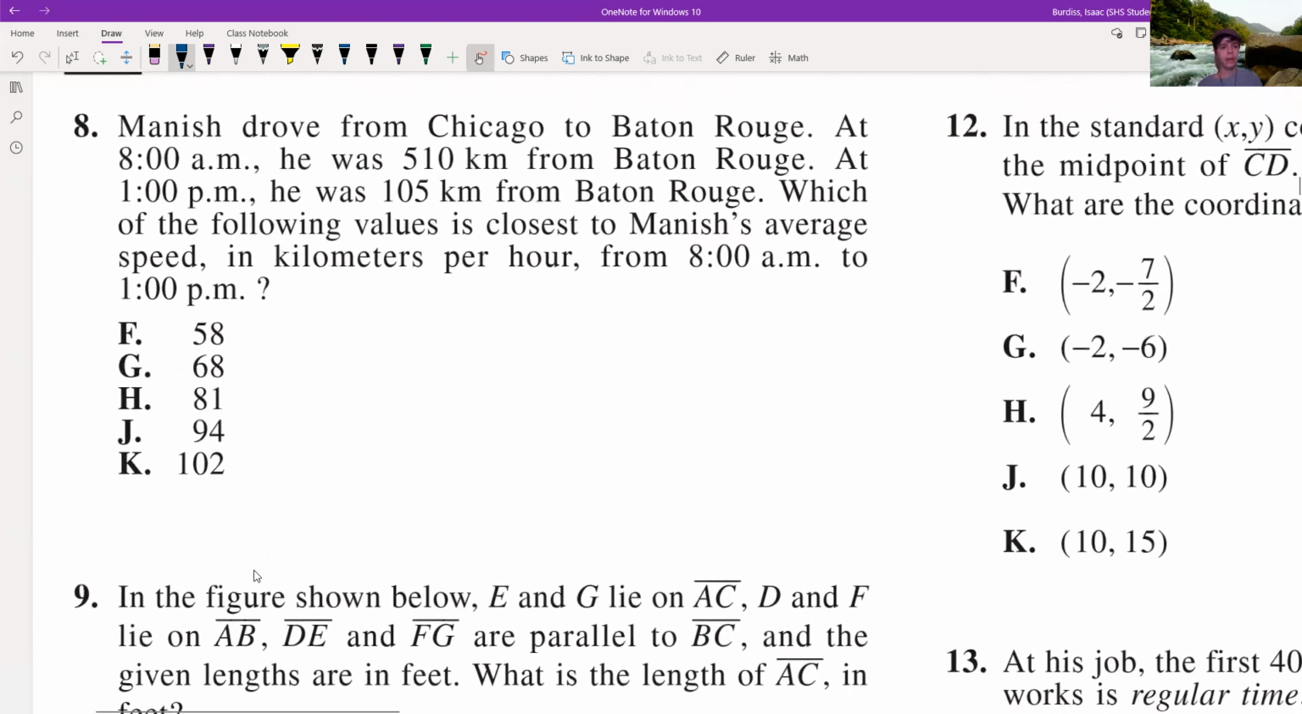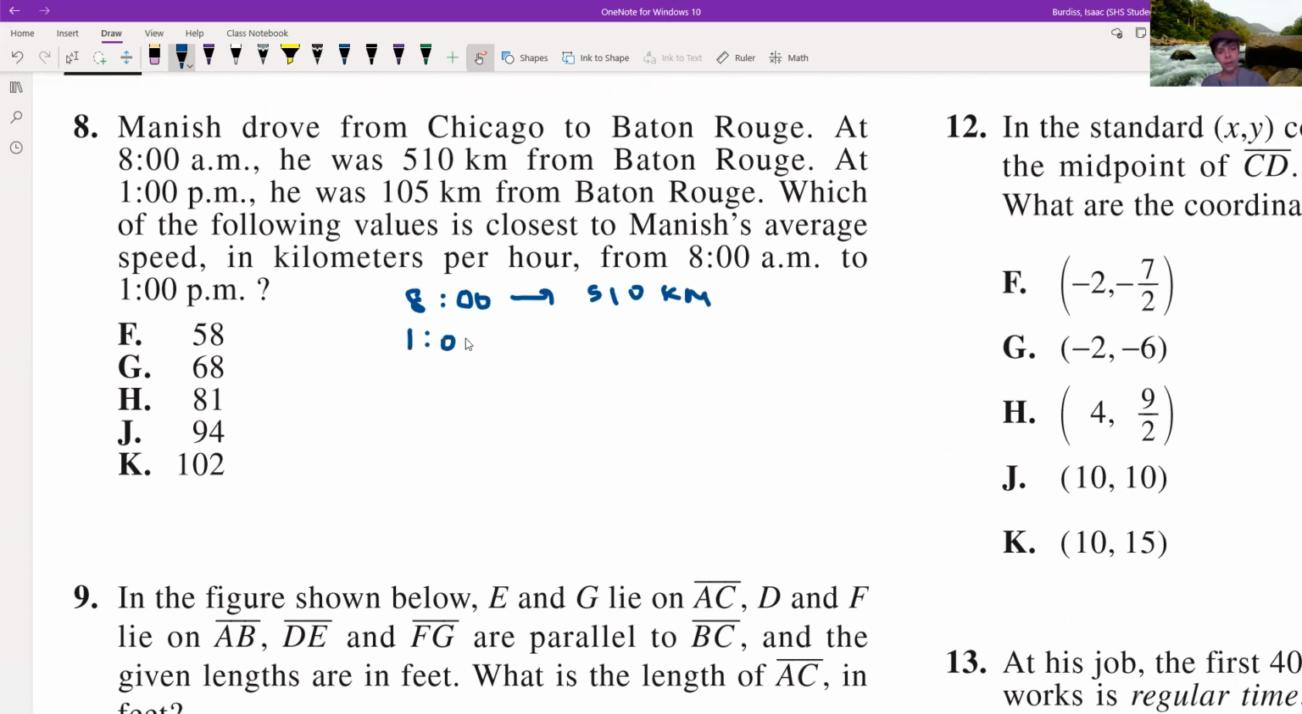Okay. Manish drove from Chicago to Baton Rouge. At 8 a.m. he was 510 kilometers away from Baton Rouge. Like I said, kind of hard to write with this thing. And at 1 p.m. he was 105 kilometers away from it.